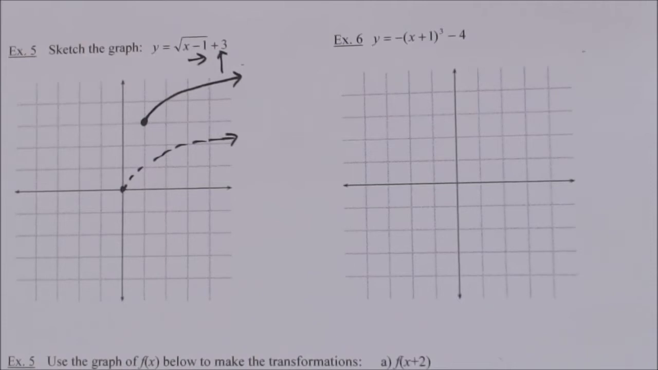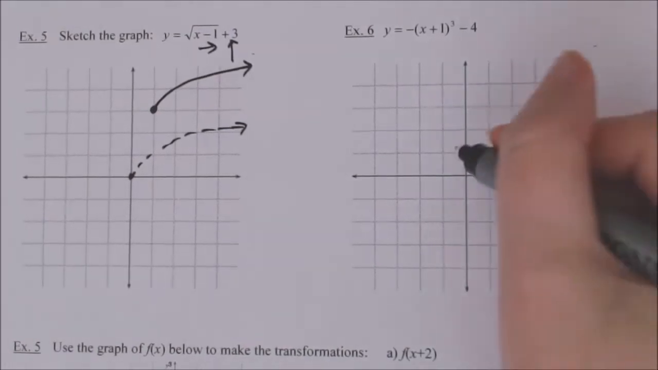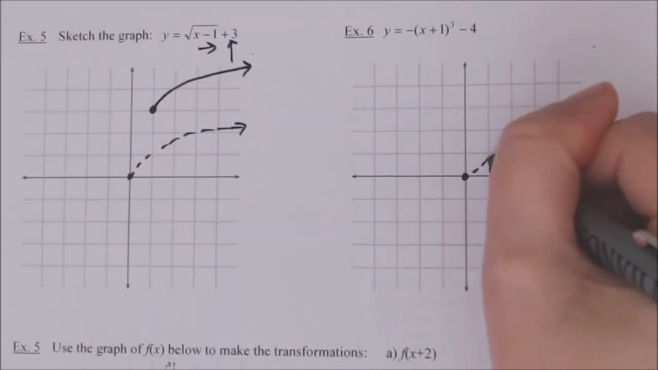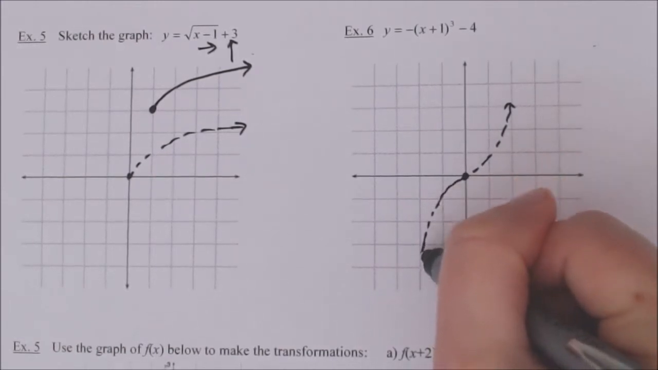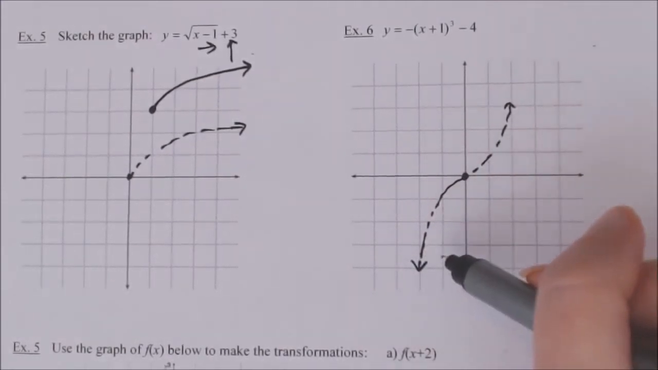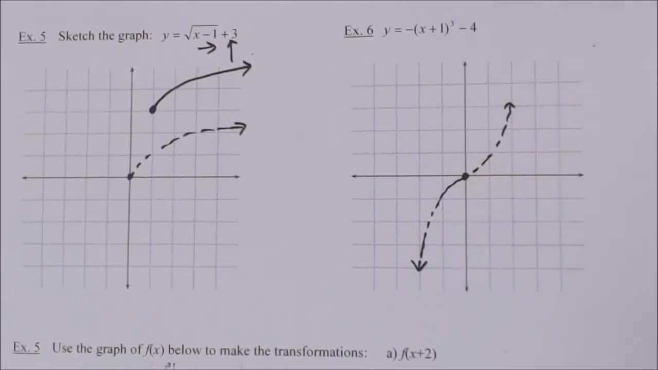Number 6, we have the cubic function family. So take a look at your handout. What did the cubic graph look like? Remember the parent graph? It went up on the right. So it's sort of like half a parabola on the right, half of a parabola going down. That's our regular basic parent graph for the cubic function.